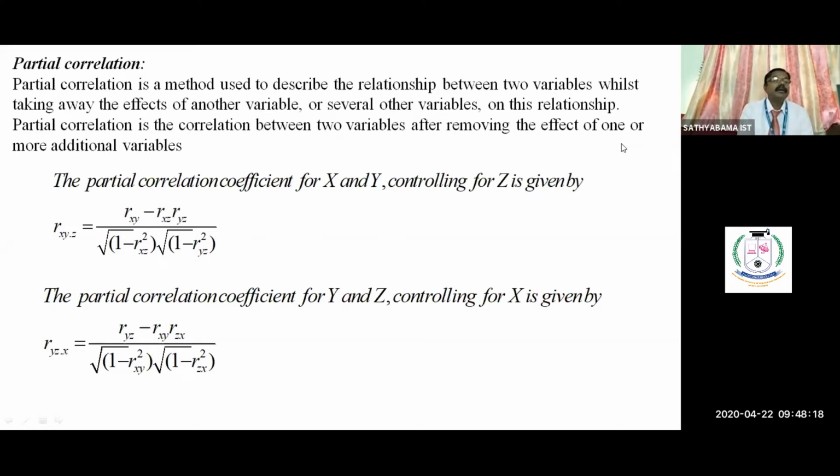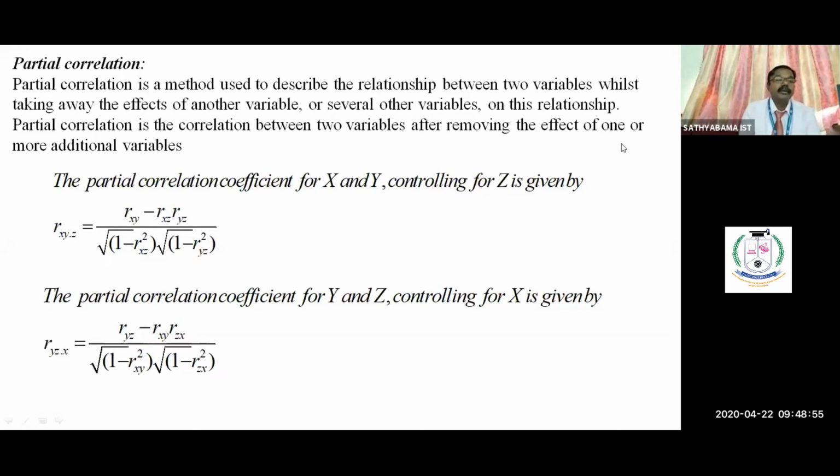Next, partial correlation. Partial correlation is a method used to describe the relationship between two variables. Correlation also describes the relation between variables, but here partial means taking away the effect of another variable. That means it involves three variables. One variable is fixed. That is the assumption here: removing the effect of the third one, and we are considering the third variable as constant. There is no impact of the third factor.